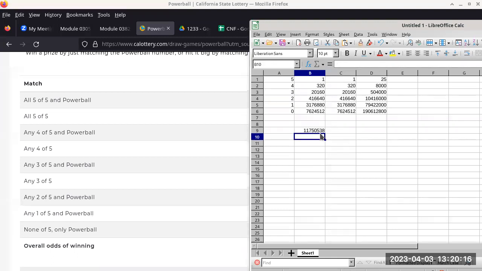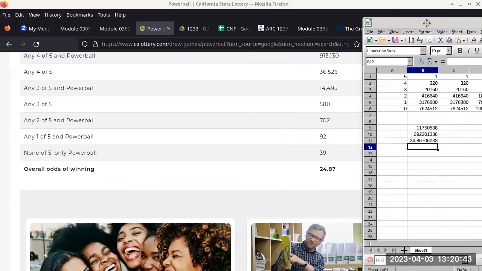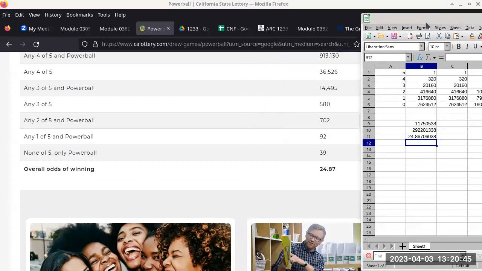All right, so we got this number, and we have to divide the total number of tickets by this number. So that means we look at Combin, that number we worked out earlier, which is 69 choose 5 times 26. So now we look at this number divided by this number. And does that match the overall odds of winning? There we go. So that's how it's calculated.